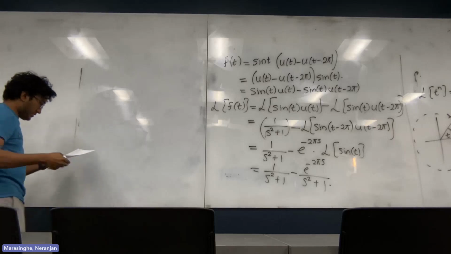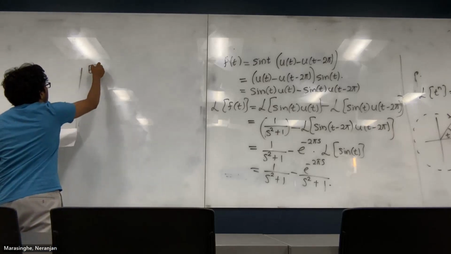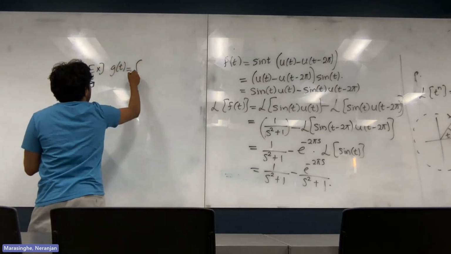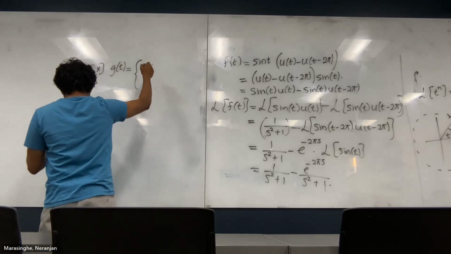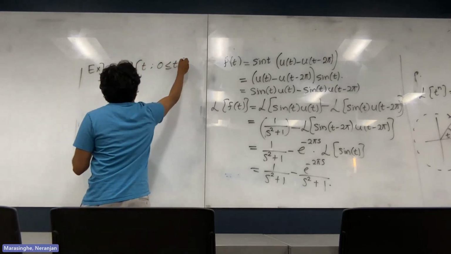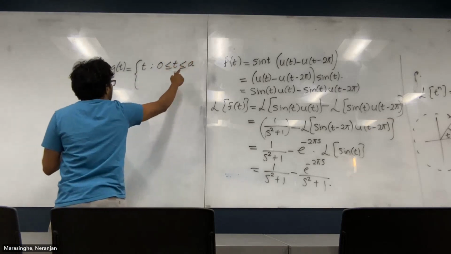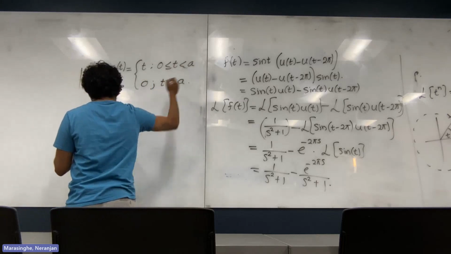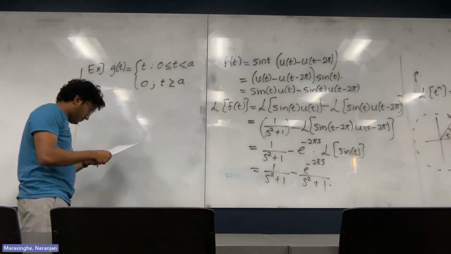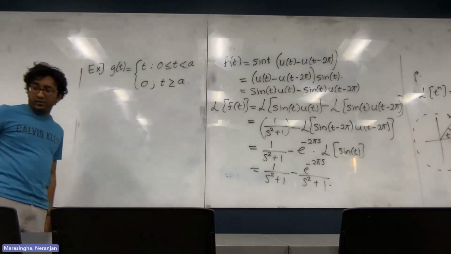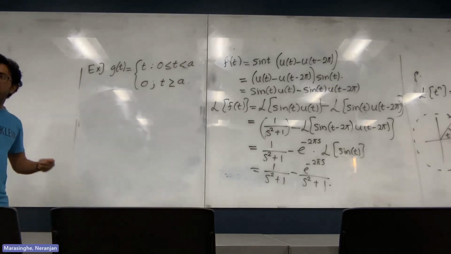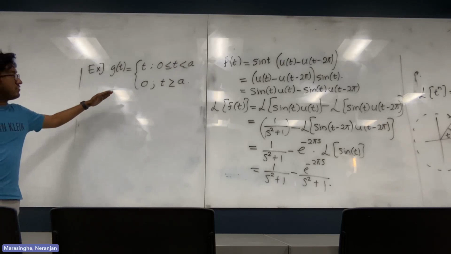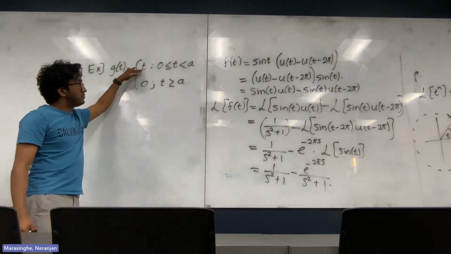My next example is g(t) equals t for t between 0 and a, and 0 for t greater than or equal to a. Can you give it a try? This is also kind of similar to the previous problem, but the function is different, right? Instead of sine t, we have t.